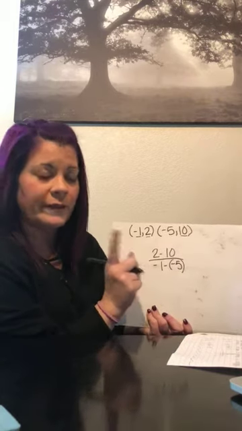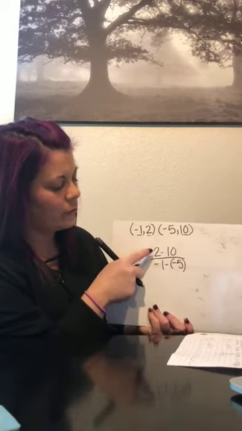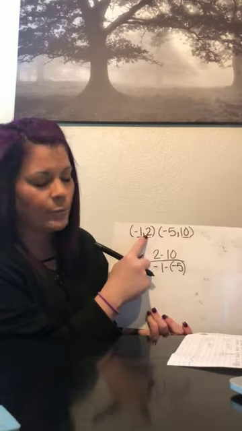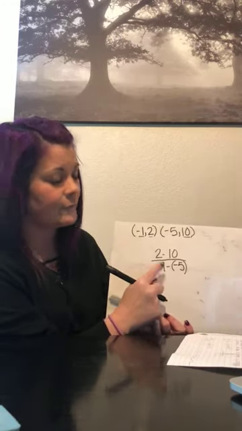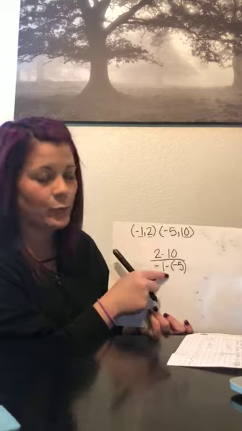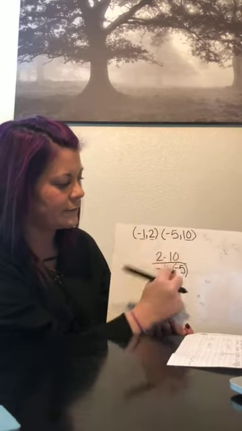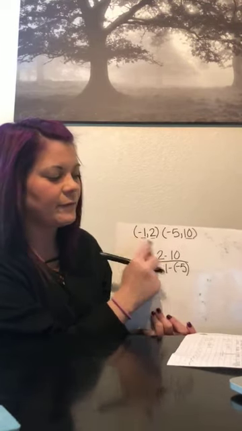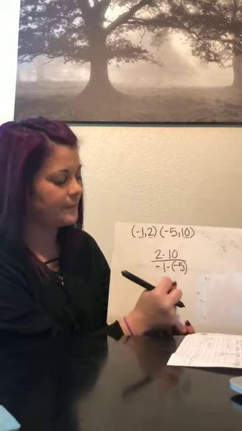Now, the only thing is you see I put the 2 first here, and it's from this coordinate point. You need to make sure the -1 is first too, from the same coordinate point. You can't do 2 minus 10 and -5 minus -1. It has to be from the same point when you start, okay?